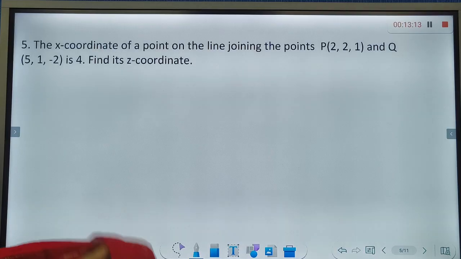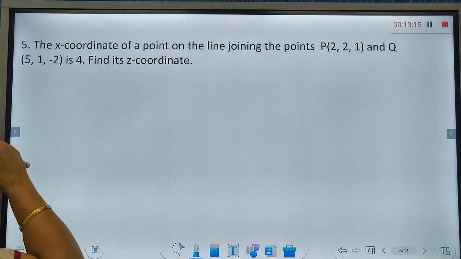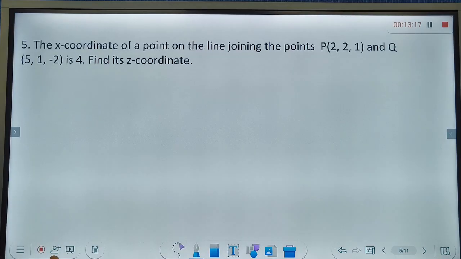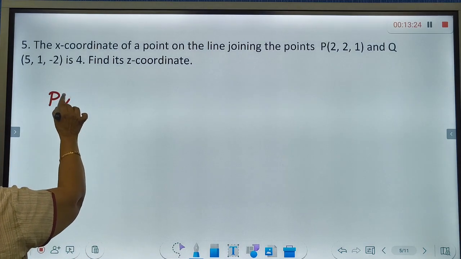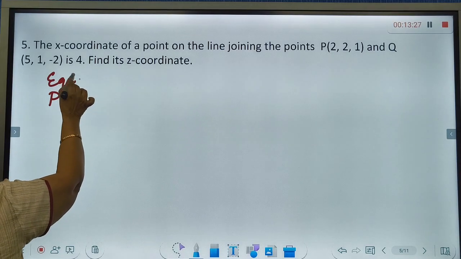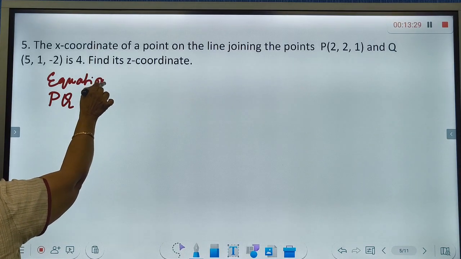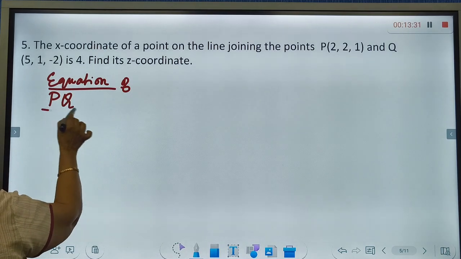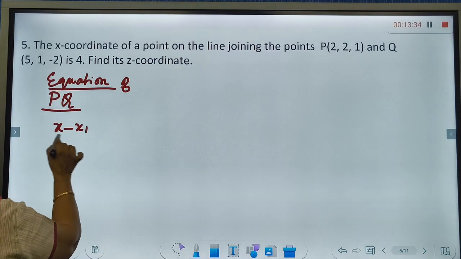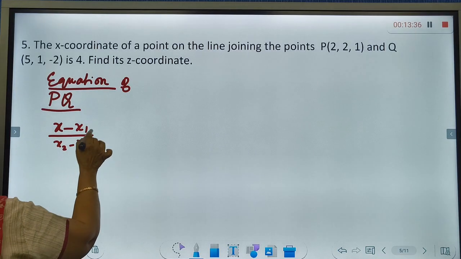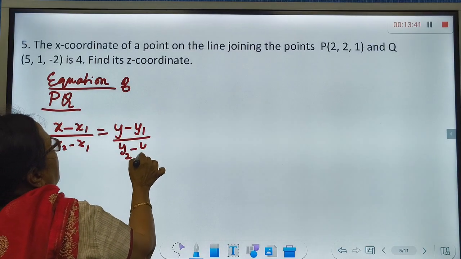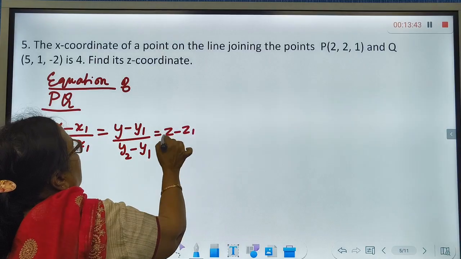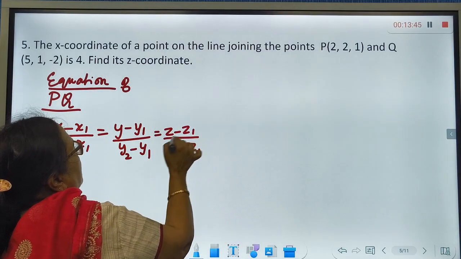Next problem. The x-coordinate of a point on the line joining the two given points P and Q is 4. Find its z-coordinate. So, first of all, let us write what is PQ. Equation of PQ. How do you write the equation of PQ? x minus x1 by x2 minus x1 equal to y minus y1 by y2 minus y1 equal to z minus z1 by z2 minus z1.